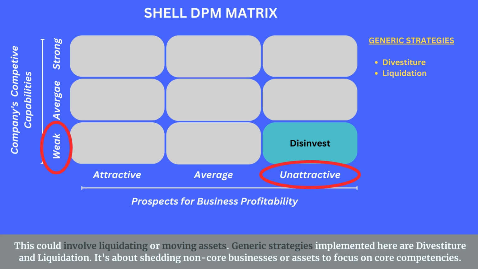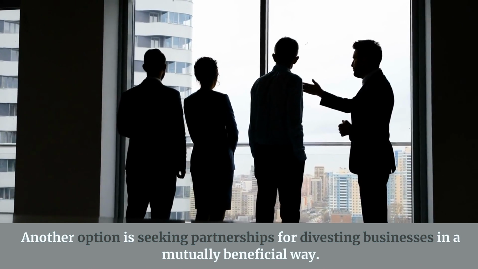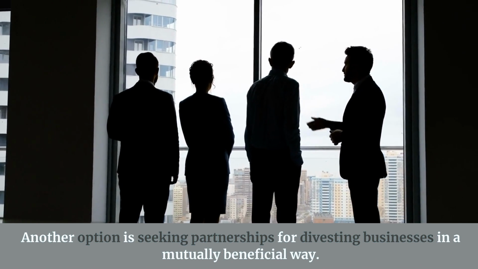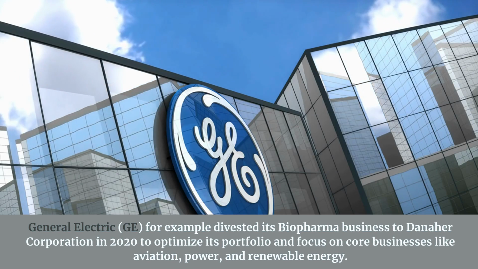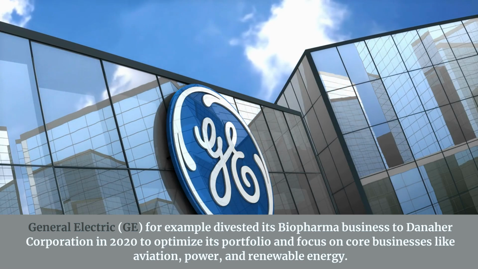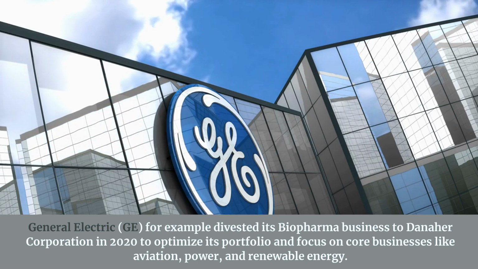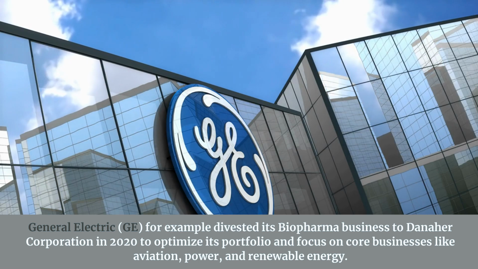It's about shedding non-core businesses or assets to focus on core competencies. Another option is seeking partnerships for divesting businesses in a mutually beneficial way. General Electric, GE, for example, divested its biopharma business to Danaher Corporation in 2020 to optimize its portfolio and focus on core businesses like aviation, power, and renewable energy.